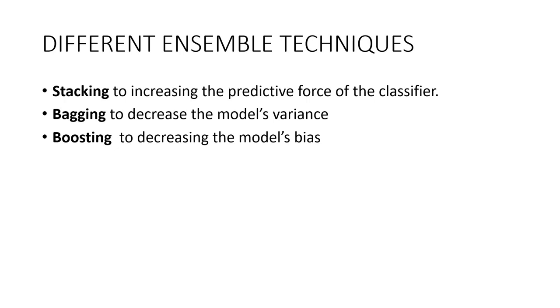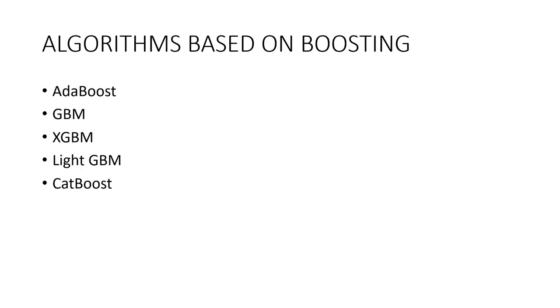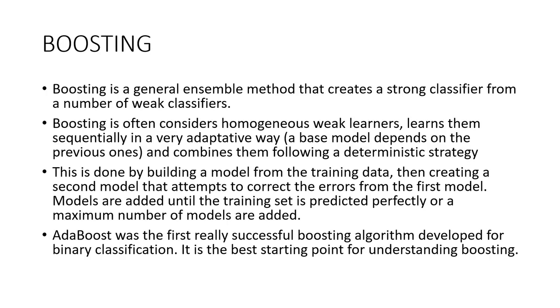Different ensemble techniques. These three techniques only we are going to discuss here. Stacking, to increase the predictive force of the classifier, to increase the prediction. Bagging, to decrease the variance. Boosting, to decrease the bias. Algorithms based on bagging: bagging meta-estimator and random forest. Algorithms based on boosting: AdaBoost, GBM, XGBM, LightGBM, CatBoost, etc.